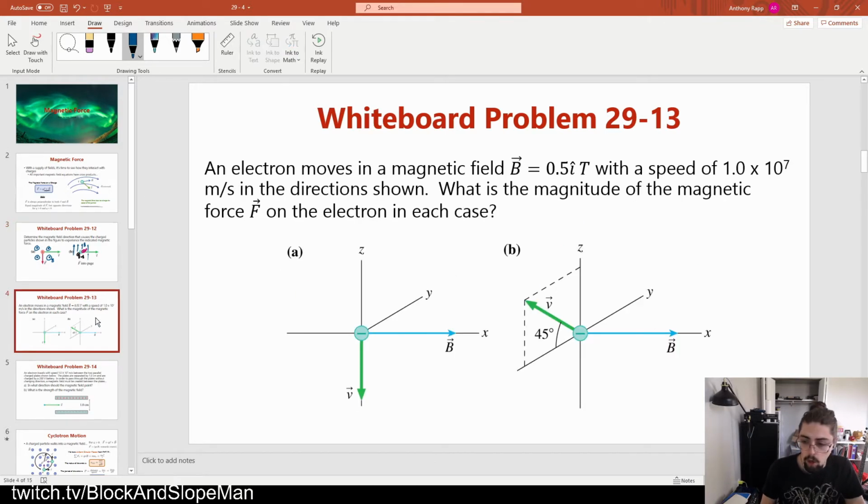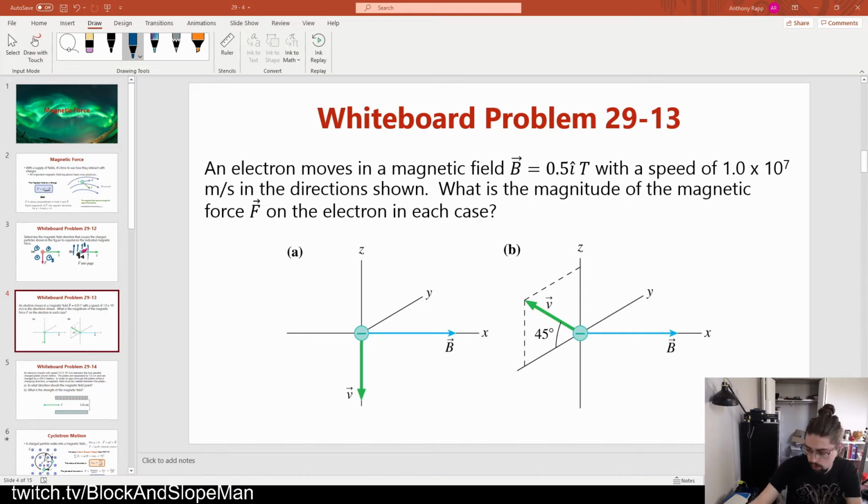Okay, so let's try another one here. We've got two different cases again, both of them negative charges this time. If we know that it's an electron, and we know the velocity of that electron and the strength and direction of the magnetic field, I want you to find the magnitude of the force acting on each electron. And if you're feeling really confident with these, try to find the direction as well, maybe in vector notation.